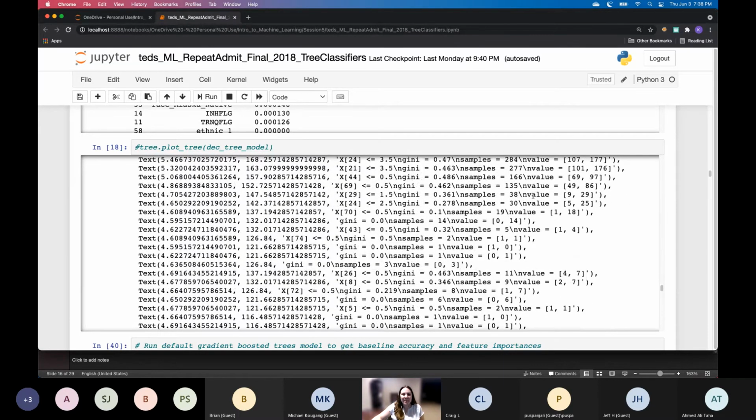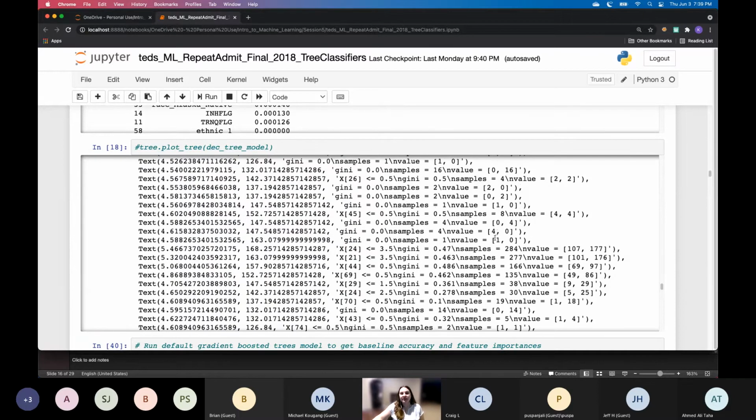This tree is massive. So therein lies the problem with decision trees. This thing probably had hundreds of levels, if not 1,000 levels, so much so that you can't even read this. So that is a classic example of overfitting.